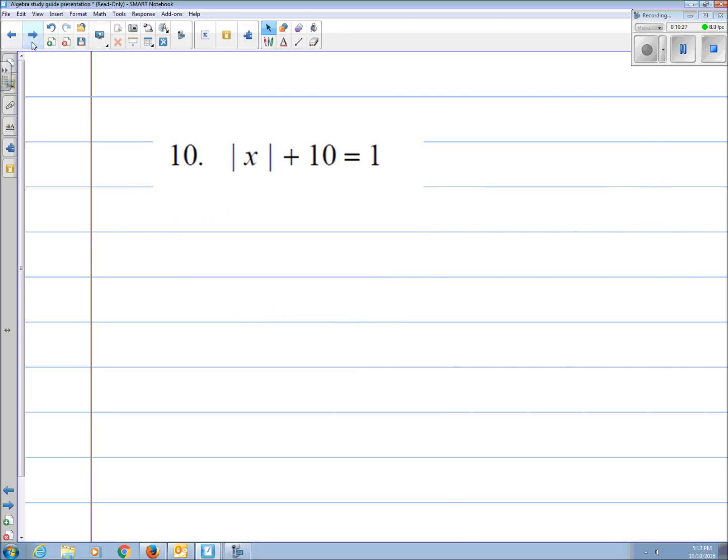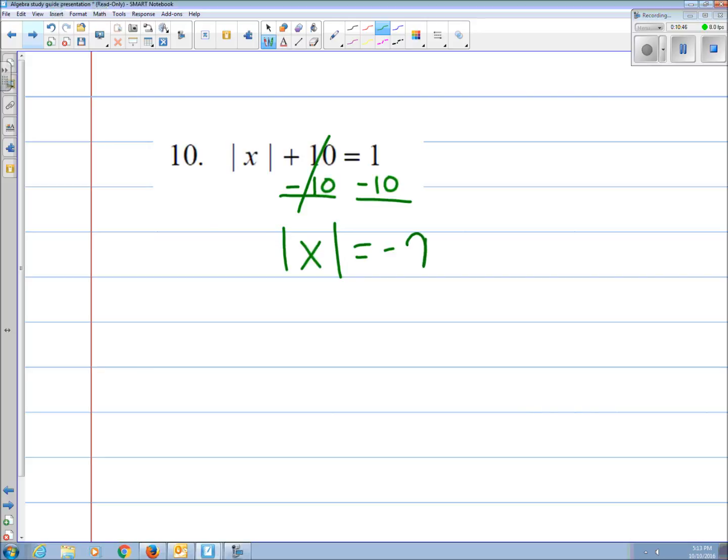Number 10, absolute value of x plus 10 is equal to 1. In this case, we need to start by subtracting 10 from both sides, because we want to get the absolute value by itself before we think of breaking it into 2 equations. This is negative 9.